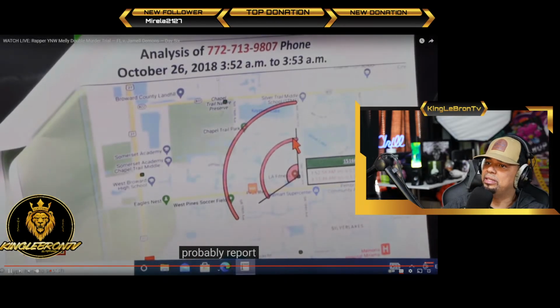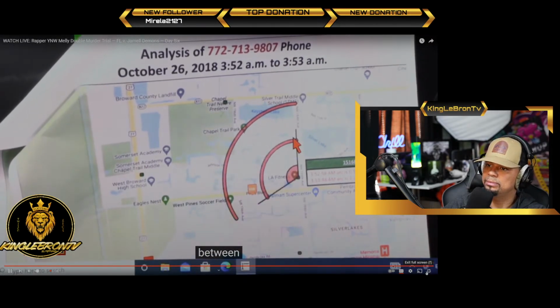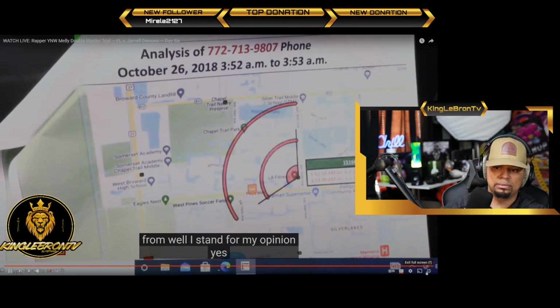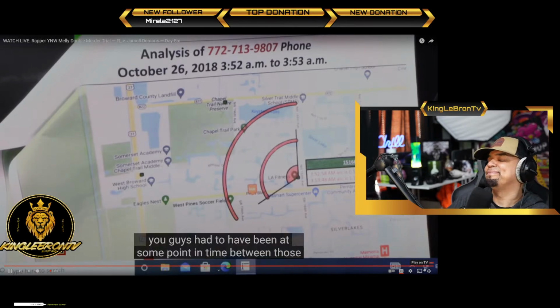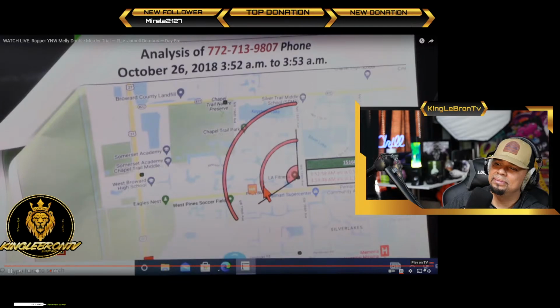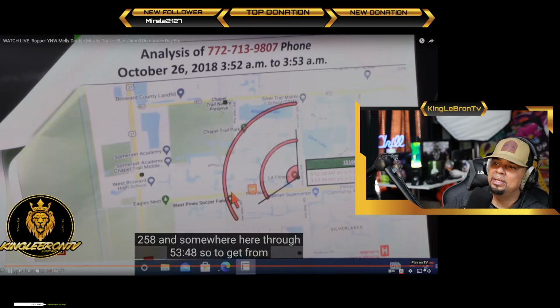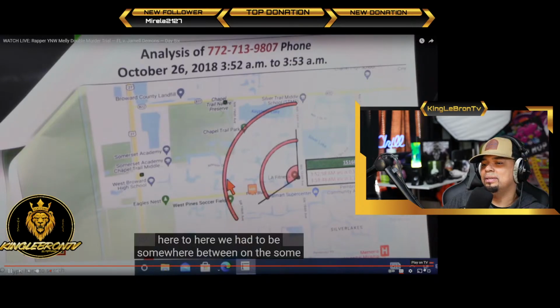Page 12 of your report. Can you tell the court if the phone is between these two bands at any given time? No. Well, I infer, in my opinion, yes, because it had to have been at some point in time between those two bands, because it was somewhere within this area at 3:52:58, and somewhere here at 3:53:48. So to get from here to here, it had to be somewhere between them at some point.